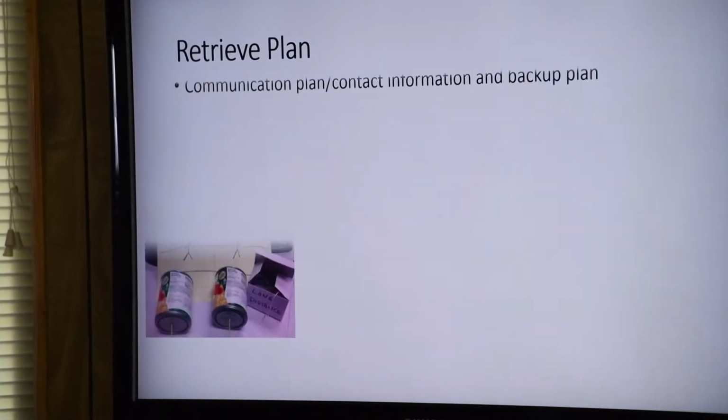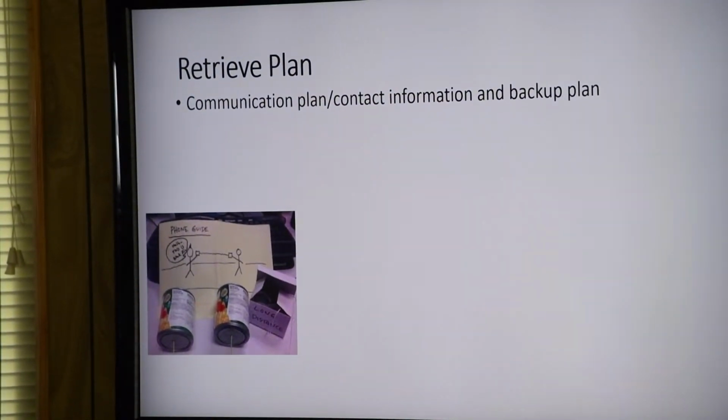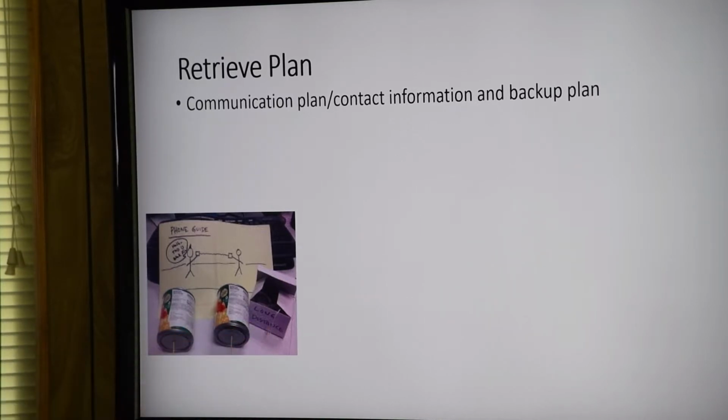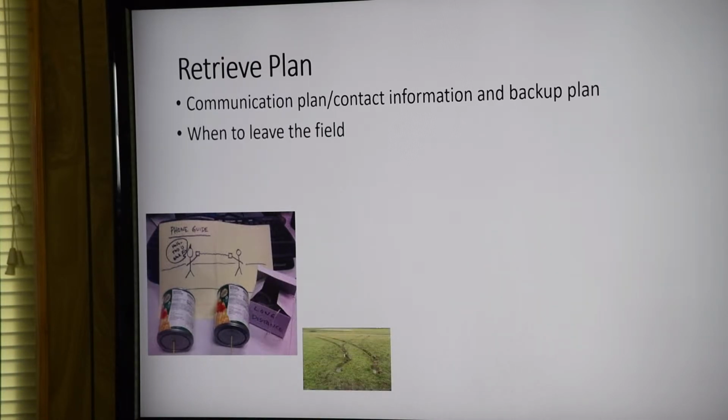Okay, and a retrieve plan. Communication plan, contact information, backup plan. It's important you have an ironclad communication plan, because that's so critical in relocating. So in Vicky's photo here, you'll see that she has the top-notch latest device with the tin cans and the string. But there's also the long-distance version with the longer string, so you can really communicate. And when to leave the field, we already mentioned that. Wait for the phone call, start now, start a little bit later, whatever. The retrieve plan needs to include that.